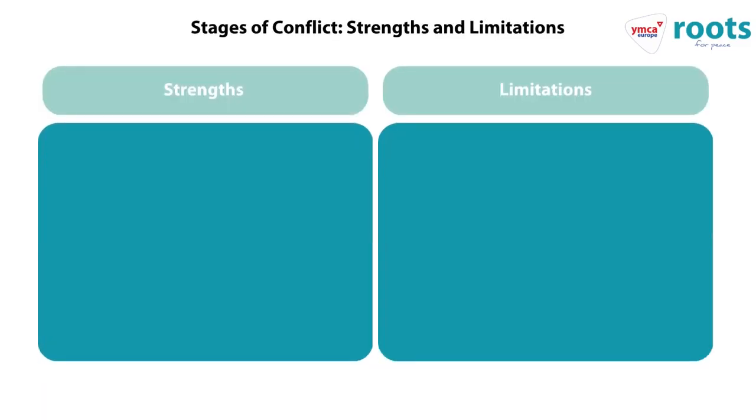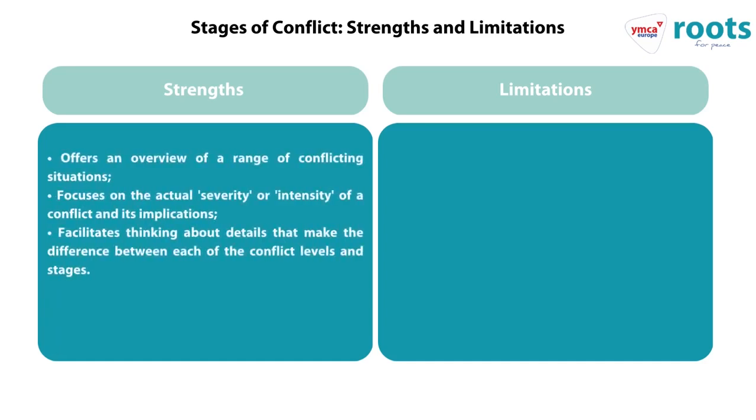Stages of conflict. Strengths and limitations. Strengths. Offers an overview of a range of conflicting situations. Focuses on the actual severity or intensity of a conflict and its implications. Facilitates thinking about details that make the difference between each of the conflict levels and stages.